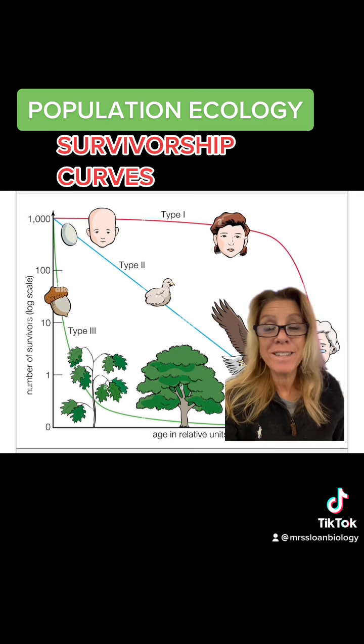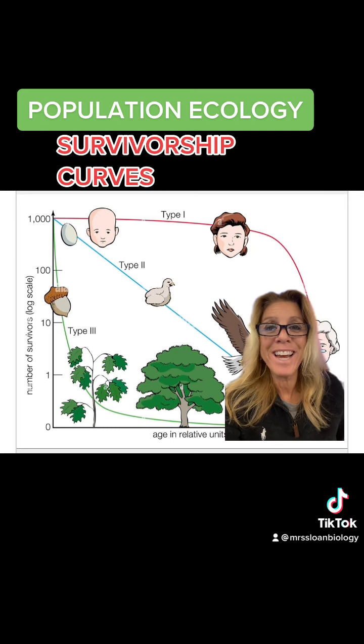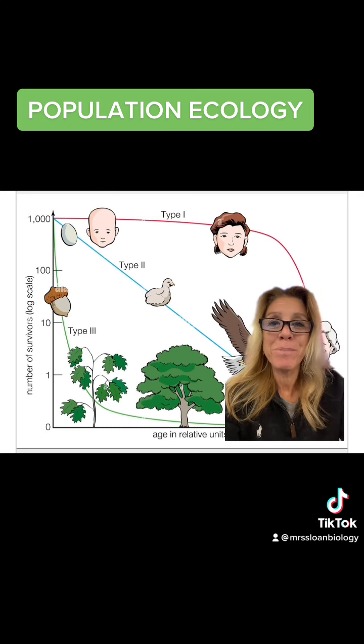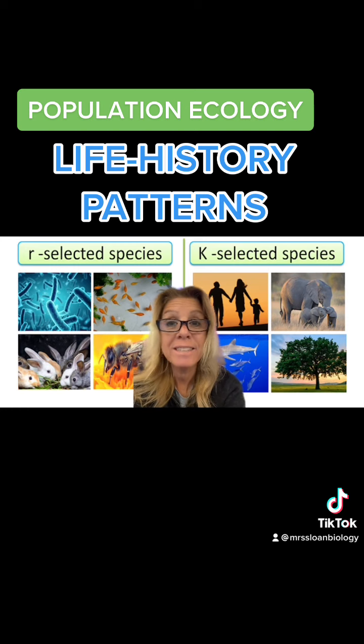The opposite of that is type 3. This is closer to the J-shaped growth curve, and you make a lot of offspring. You're not planning on all of them making it. And then in between would be type 2. So you can take all that information, and the two extremes are R-selected species and K-selected species.